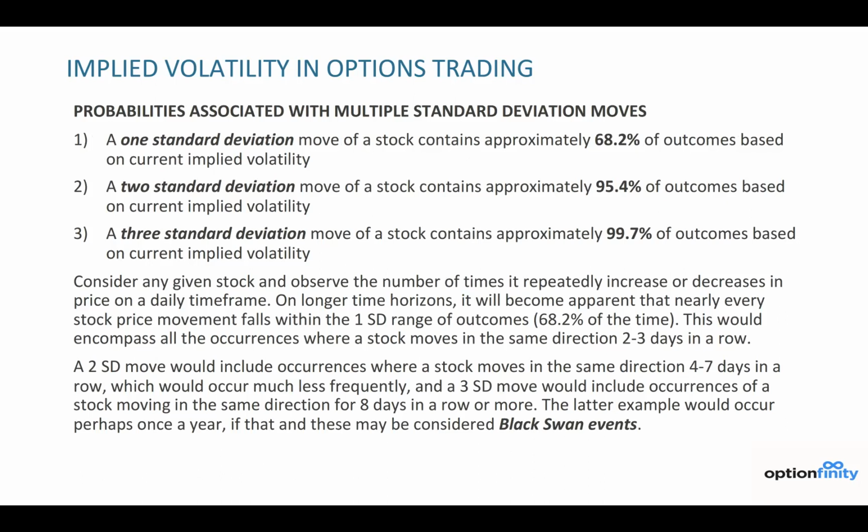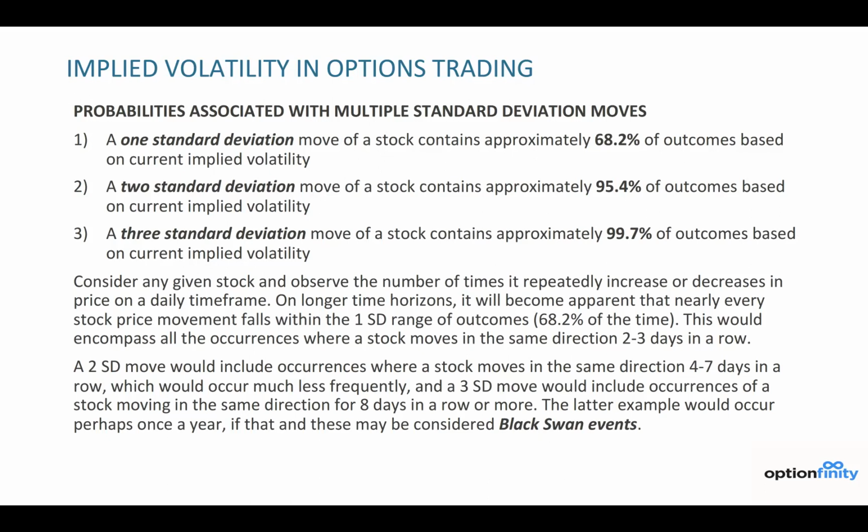A 1 standard deviation move on a stock contains approximately 68.2% of outcomes based on current implied volatility. A 2 standard deviation move of a stock contains approximately 95.4% of outcomes based on current implied volatility. And a 3 standard deviation move of a stock contains approximately 99.7% of outcomes based on current implied volatility.